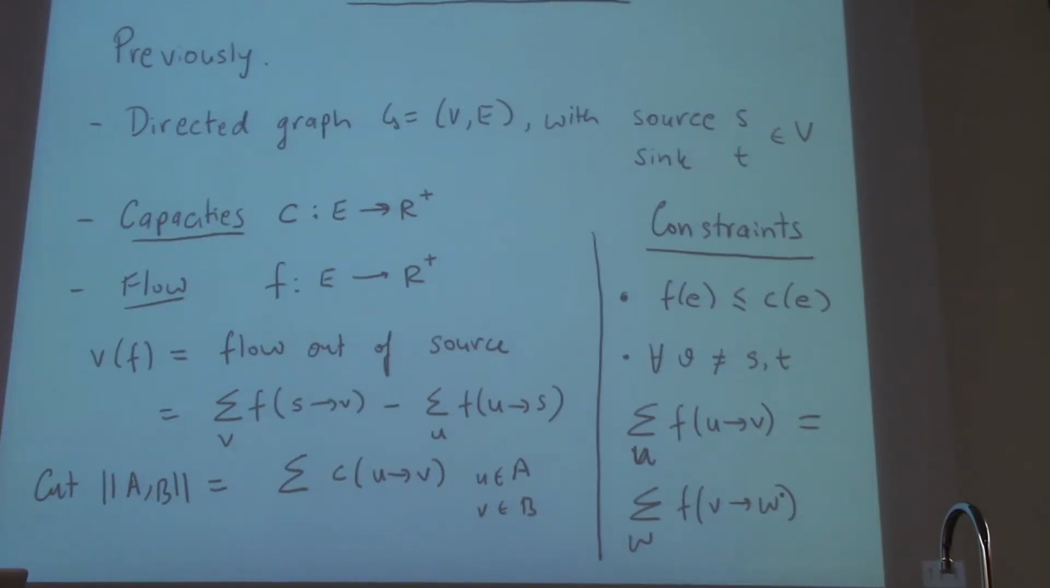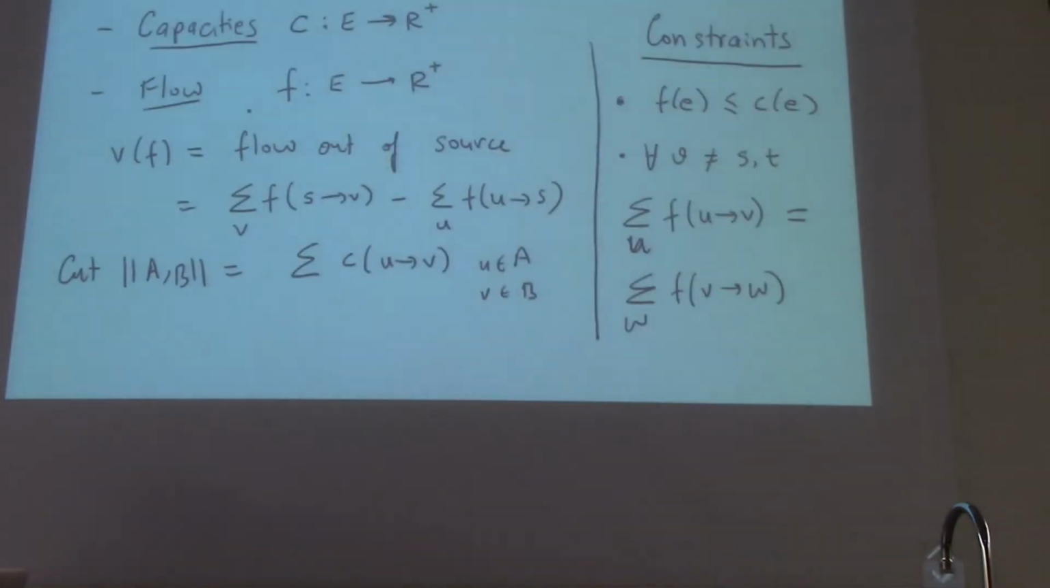And we defined the notion of a cut as the total capacity of edges going from one side of the cut to the other, where a cut is a partition of the vertices into 2 pieces, one piece containing the source and one piece containing the sink. So in fact, let me write that up here.